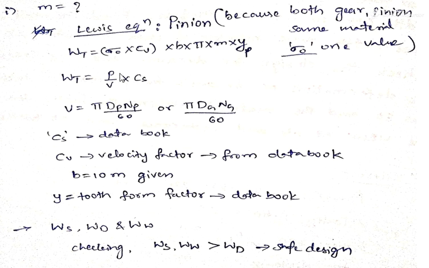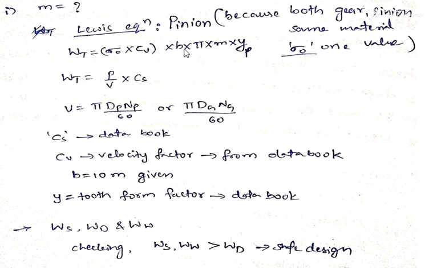And here P is given in the question, and V is the pitch line velocity. We can find it with this formula, pi into dP into Np by 60, or pi into dg into Ng by 60. Whichever formula we apply, this or this, here Np is given. So let us apply the first one, pi into dP into Np by 60. Next, Cs I told we have to take from the data book, and Cv we also have to substitute. Cv depends upon the pitch line velocity, and that we also have to take from the data book.